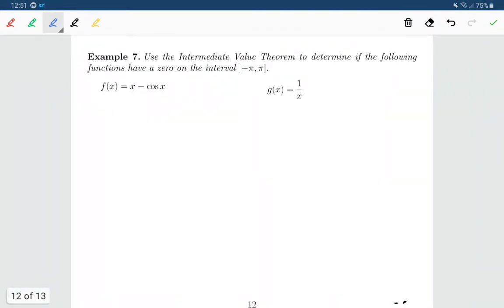So let's use the intermediate value theorem to determine if the following functions have a 0 on the interval. What we're talking about when we have a 0 is we're asking where the function value is equal to 0. A good place to start is to evaluate. We're given the interval from negative pi to pi. Let's evaluate the function at the endpoints. You could also evaluate it at any point in the interval, but the endpoints are a nice place to start.